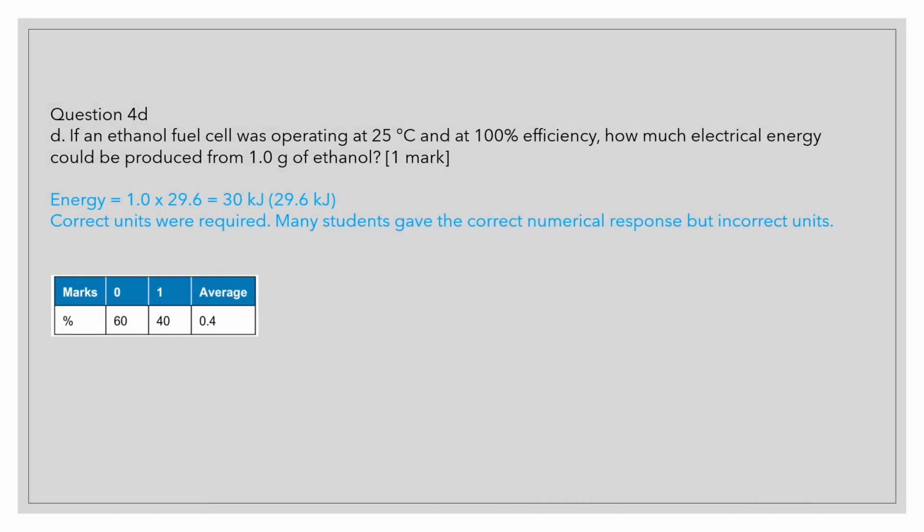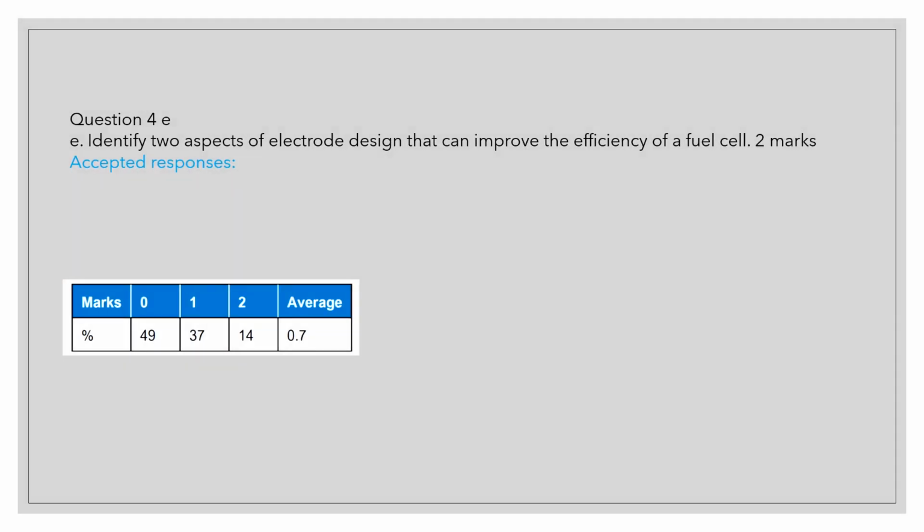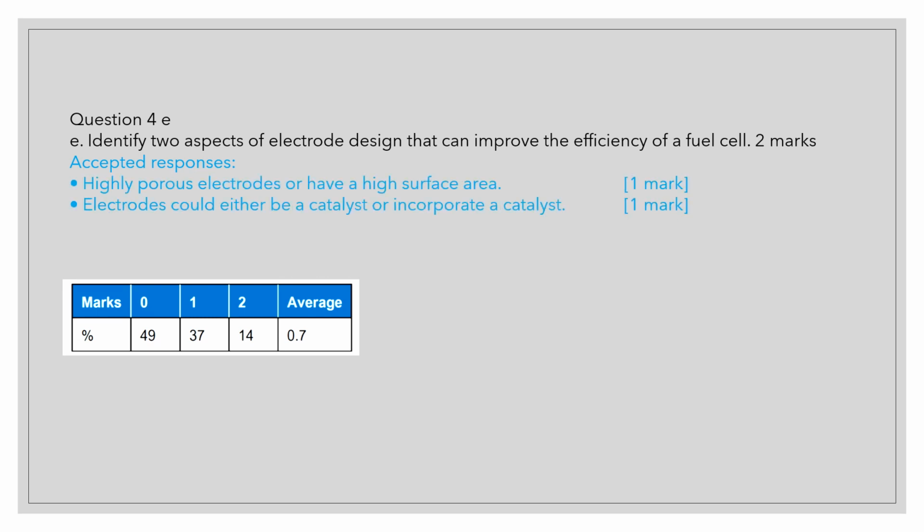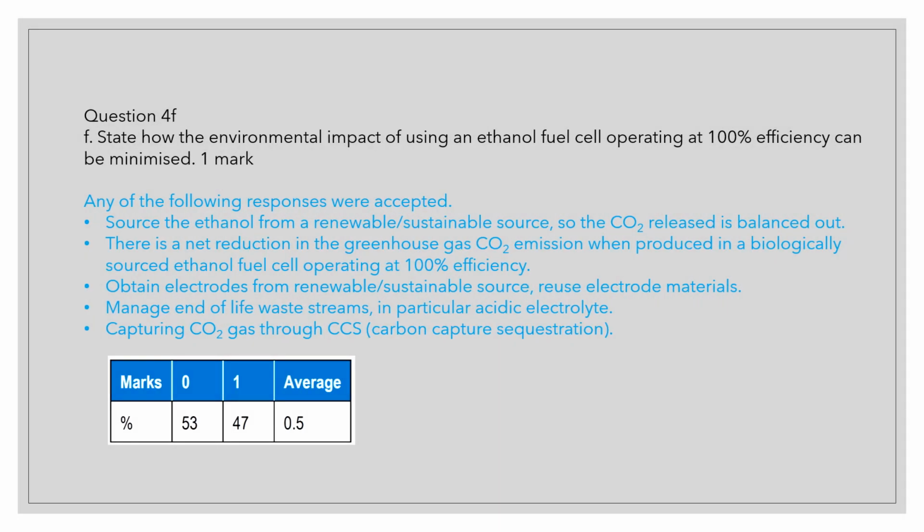Energy must be conserved regardless of whether ethanol is burned in air or in fuel cells. So, the electrical energy released from ethanol in the fuel cell comes from the heat of combustion. Highly porous electrodes increase the surface area, and electrodes should contain a catalyst. The key point is that ethanol is a renewable fuel, and the carbon dioxide released can be recycled through photosynthesis.